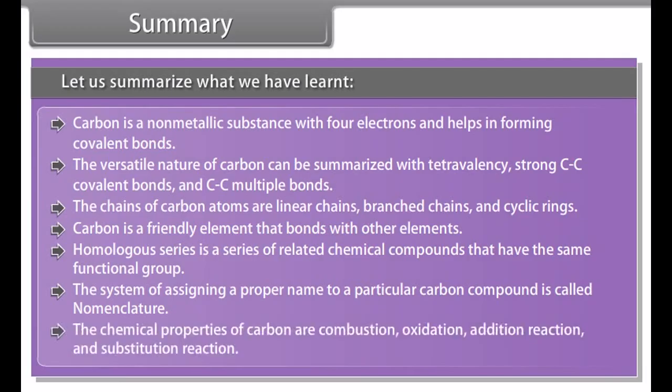Carbon is a friendly element that bonds with other elements. Homologous series is a series of related chemical compounds that have the same functional group. The system of assigning a proper name to a particular carbon compound is called nomenclature. The chemical properties of carbon are combustion, oxidation, addition reaction, and substitution reaction.